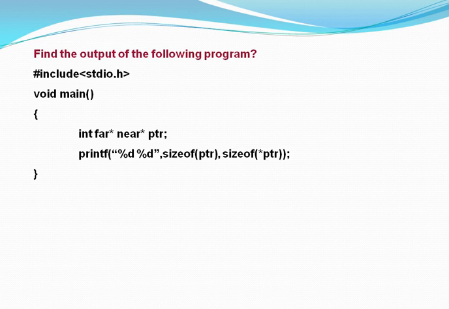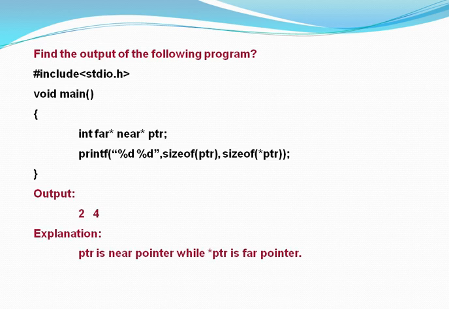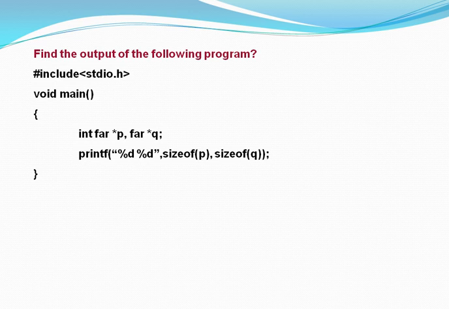Int far star near star ptr, size of ptr comma size of star ptr. So ptr is 2 byte and star ptr is 4 byte. So here ptr is near pointer while star ptr is far pointer. So near pointer is having the size 2 bytes and far pointer is having the size 4 byte. So what is the output of this question?